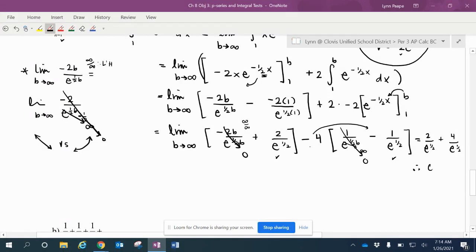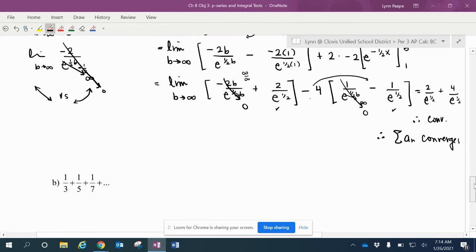So the integral converges. And then because the integral converges, I can make the conclusion that the infinite series, because it has to act the same way, converges as well. So because we got a finite value for that integral, that means the integral converges, which means the infinite series would as well.